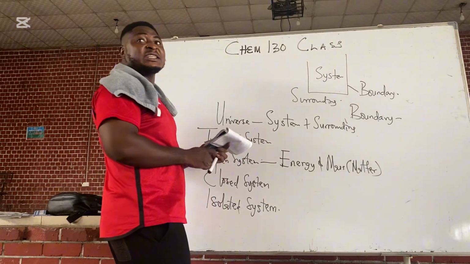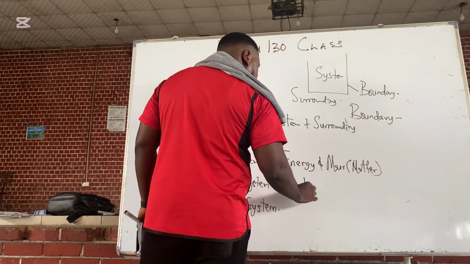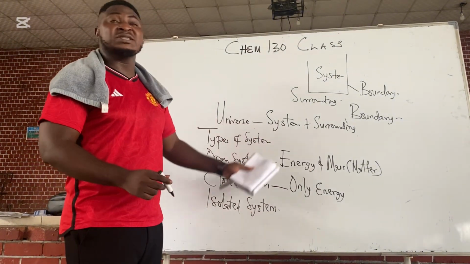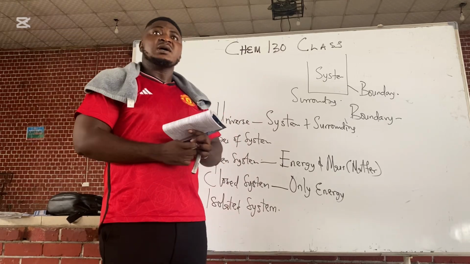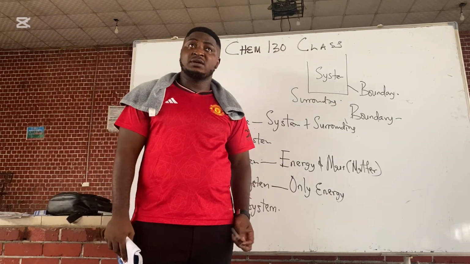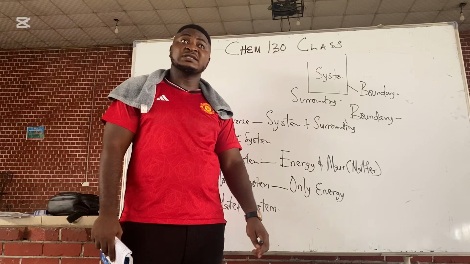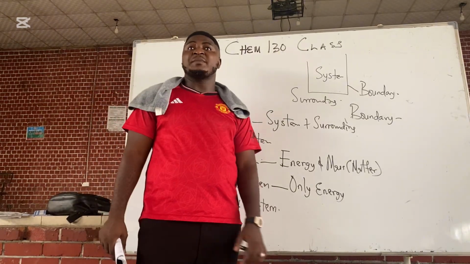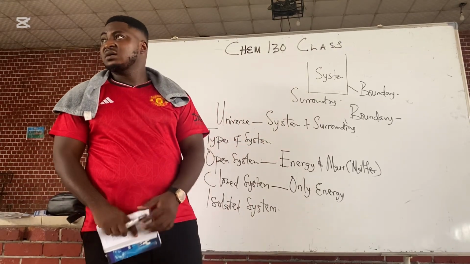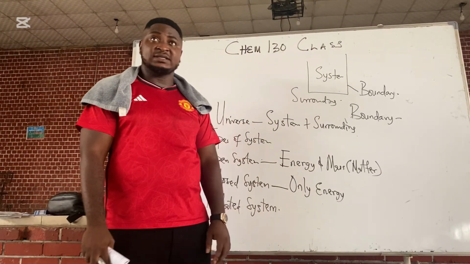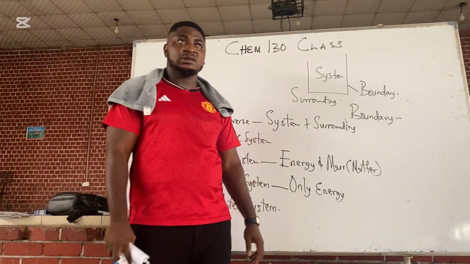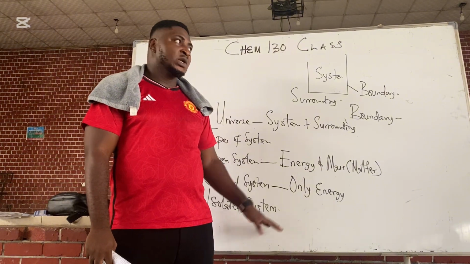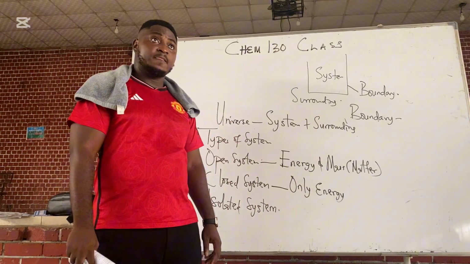Class, closed system. In a closed system, there's exchange of only energy. Only energy can be exchanged. Mass cannot be exchanged. It means that mass remains constant in a closed system. It remains unchanged. In a closed system, only energy can be what? Exchanged. Mass remains what? Constant.